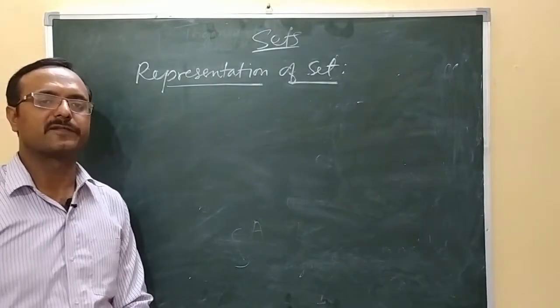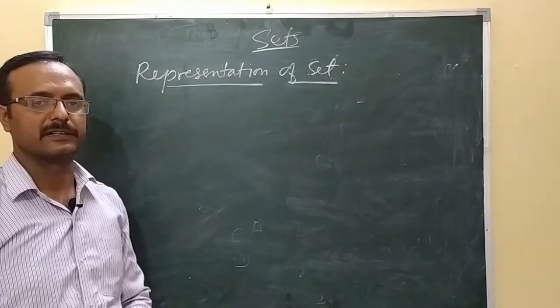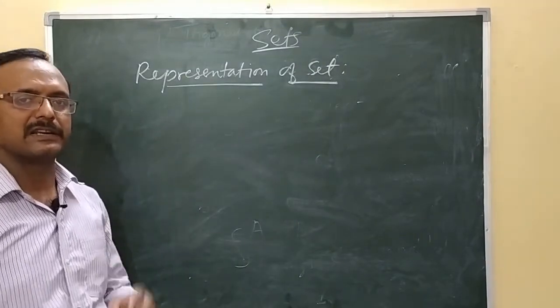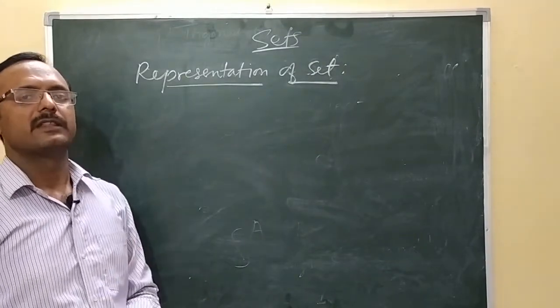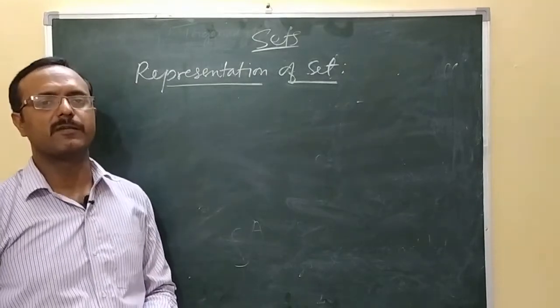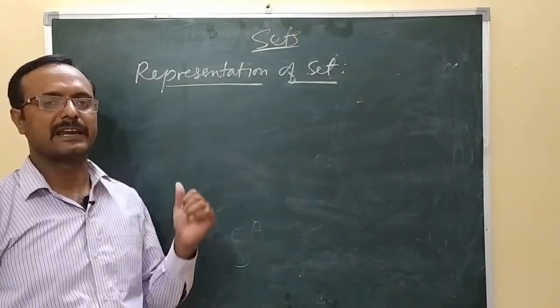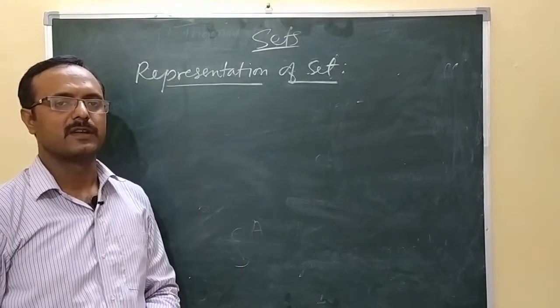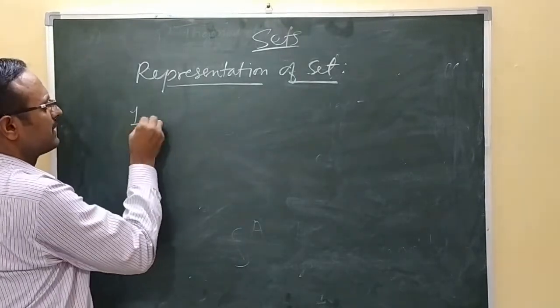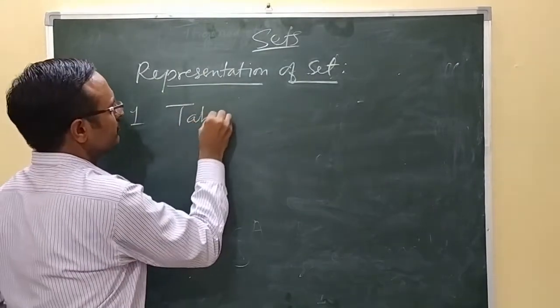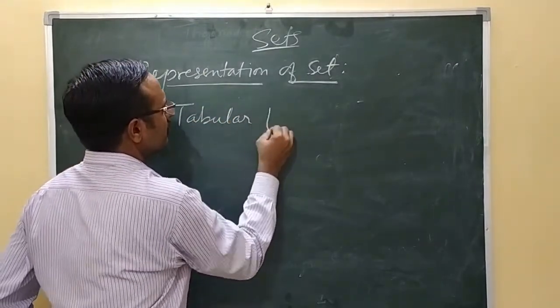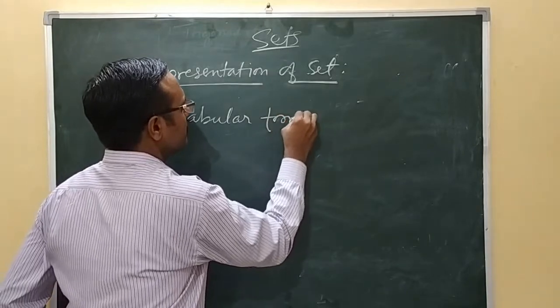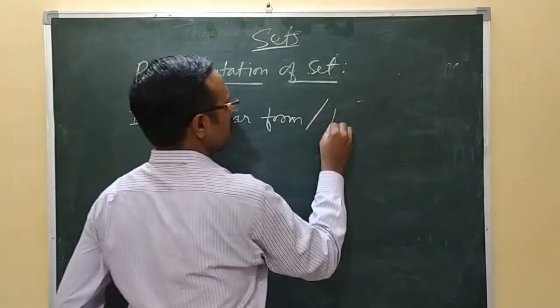Coming to the next point of sets, that is representation of a set. The set can be represented in two ways. First is the tabular form or roster form. The second method of representing a set is set builder form. Now coming to the first form, that is tabular form. It is also called roster form.